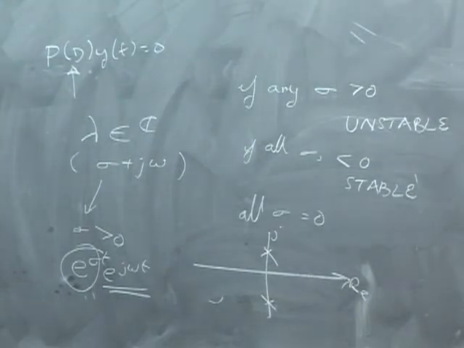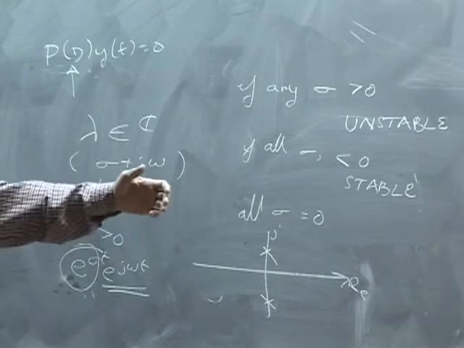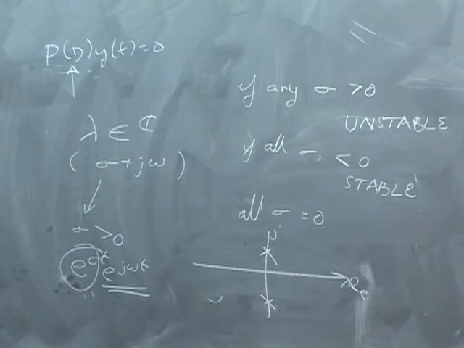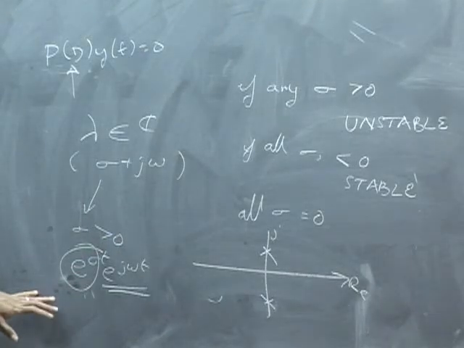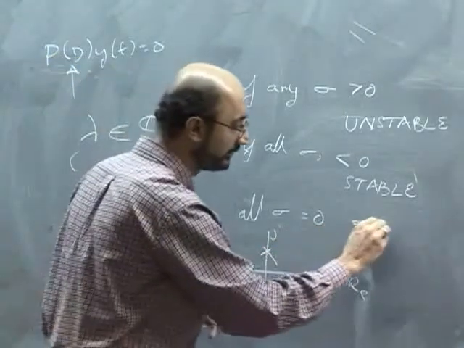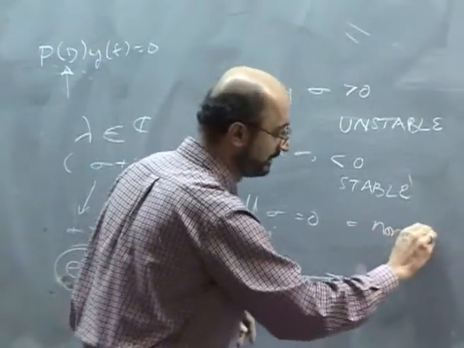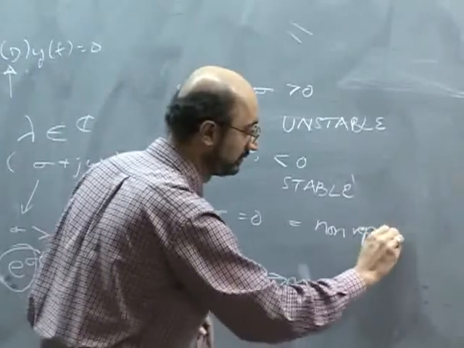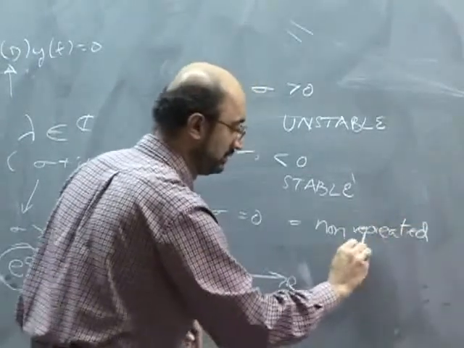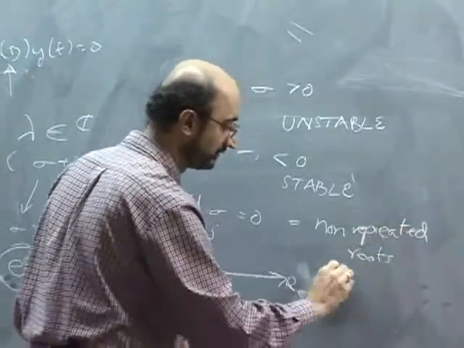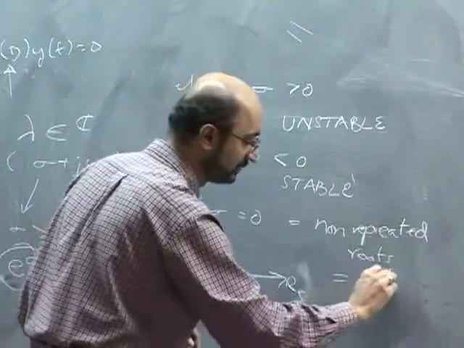So we call this marginally stable. It's not growing, it's not shrinking, it's just staying where it is. It just keeps oscillating round and round, like a guitar string without any damping. So if all sigma equal 0 and the roots are non-repeated, then it's going to be marginally stable.